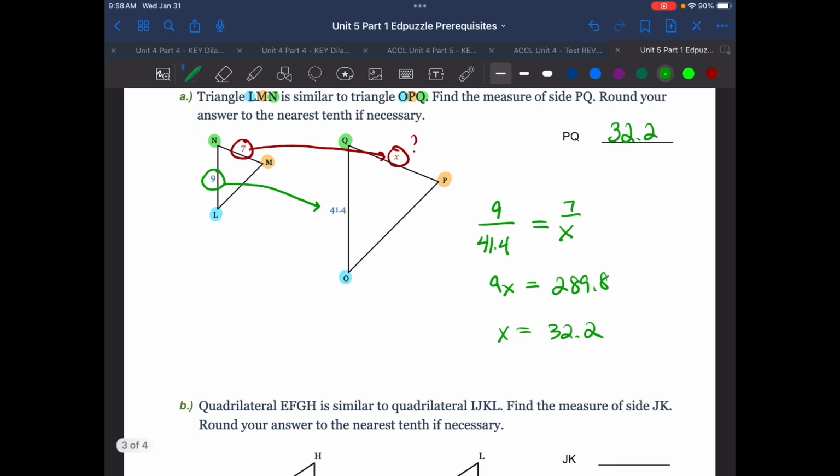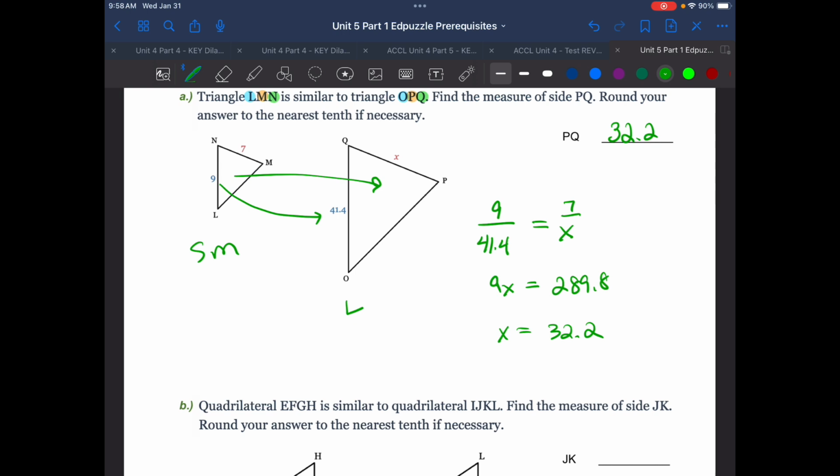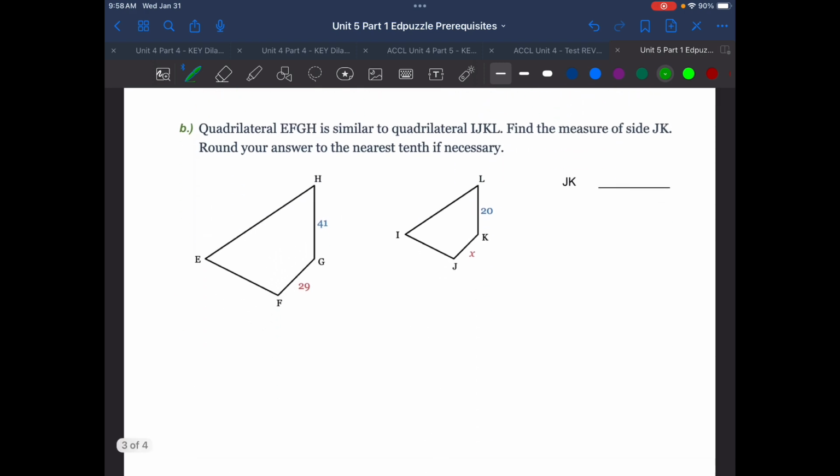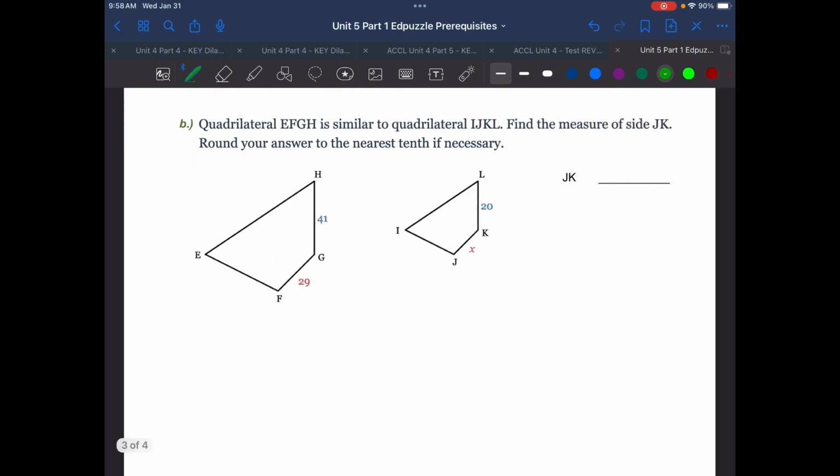Alrighty? Now, let's go down to the bottom here. Oh, and last thing I just wanted to say was this. If you started from the beginning here, notice that we're going from small to large, right? So our answer needs to make sense here. 9 is getting bigger and becoming 41.4. 7 should get bigger, and it became 32.2. Okay? So what I'd like you to do here is please write and solve a proportion to find the length of our missing side, round to the nearest tenth if necessary.